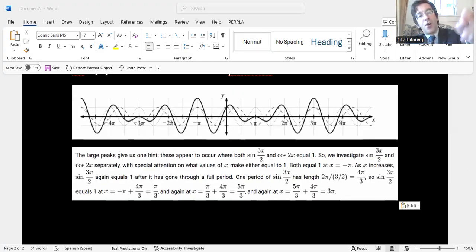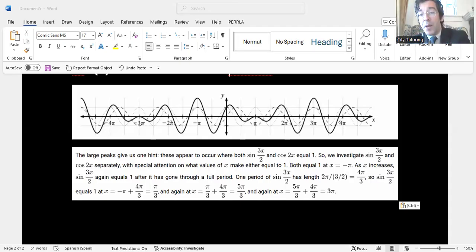Now, also you have the cosine of 2x, right? The cosine of 2x has a period of 2 pi over 2, which equals pi, obviously. So the cosine of 2x equals 1 when x is equal to 0, and it also equals 1 at pi, at 2 pi, at 3 pi, and so on. So both of them equal 1 again at 3 pi. And now you have an explanation for why they will both equal 1 again at x equals 3 pi.